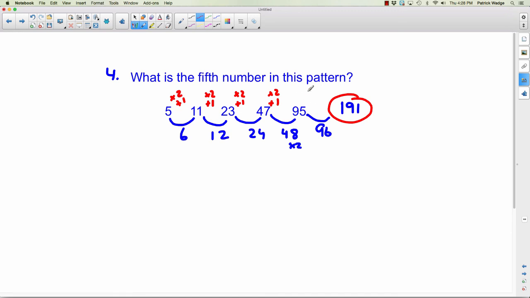So here's another way you could have gotten this one. Pretty awesome. 2 ways to do it. I multiply by 2 and add 1. 95 times 2 is 190, plus 1 is 191. I love it. It's so awesome in math when you can find multiple solutions, and it happens all the time.